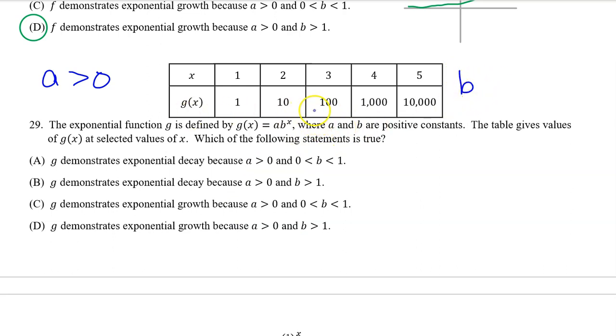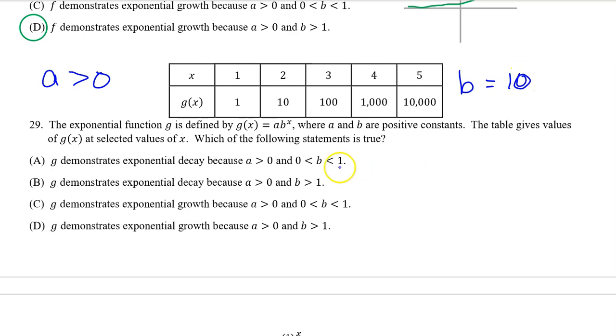If this is exponential, and we're told that it is, the b value will be the common ratio. We can find that b value by dividing each term by the previous term, as long as the input values are 1 apart. And they are: 1, 2, 3, 4, 5. So we can just divide each by the previous. So 10 divided by 1 is 10. So the b value is 10.